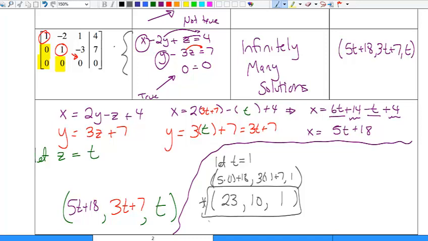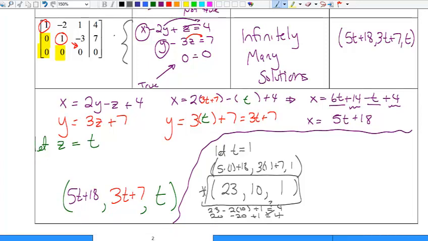Let me go ahead and write this out. 23 minus 2 times 10 plus 1 is supposedly equal to 4. So 23 minus 20 is 3, plus 1, truly is 4. It works. And if you plug it into the other one, it's going to work as well. Y, which is 10, minus 3 times 1 is truly 7. Okay, so this one solution of the infinite many does work. If you want to pick another solution, just pick another number.